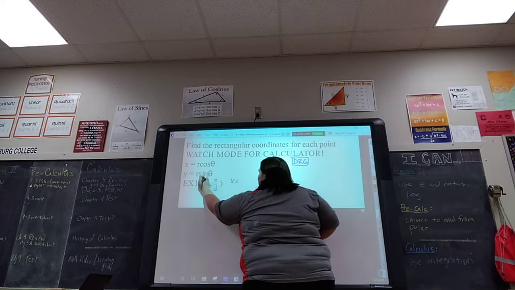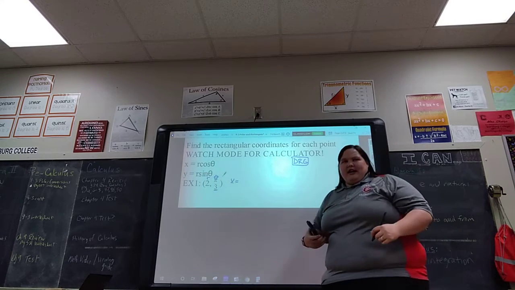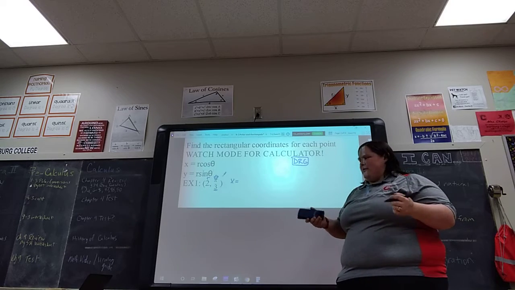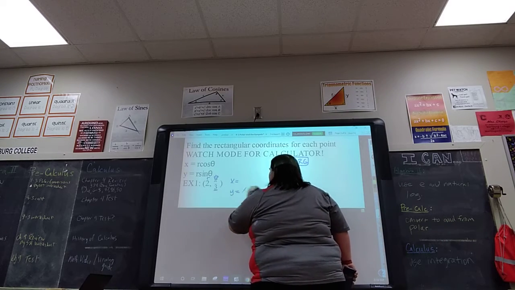So here's my R. Here's my theta. And again, I knew it was an R and a theta because if you look at that second value, it's a radian. So if you have some sort of angle measurement, that's a polar point. So what we're going to do is convert it into an x and a y.